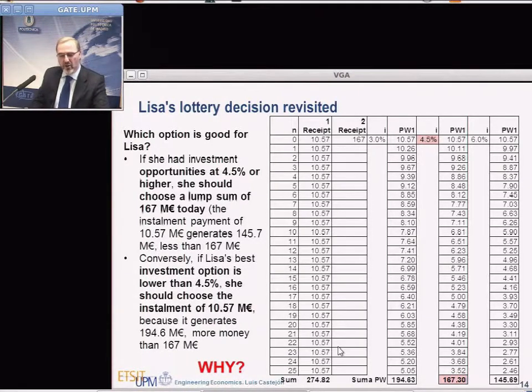167. So if you compare the sums, you will say, okay, it seems that the sum of option 1, 274, is higher than the receipt of option 2. But is this methodology correct or not? I think it's not correct because we have to take into account the time value of money.